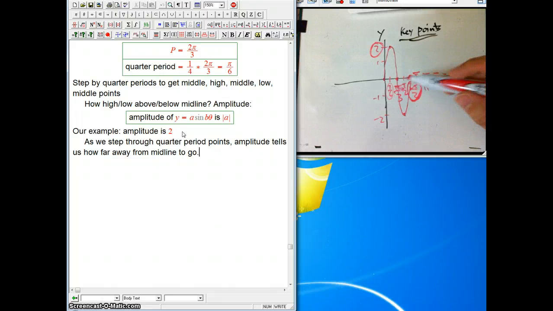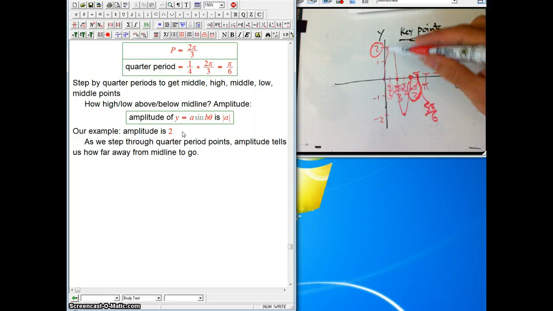What if we're stepping by pi over 6s? That's 1 pi over 6, 2 pi over 6, 3 pi over 6, 4 pi over 6. They all can be reduced. And then 5 pi over 6 is this next one. And then we just continue the pattern. It was middle, high, middle, low, high, middle. Then it's going to go up to high again. We already know the amplitude is 2.